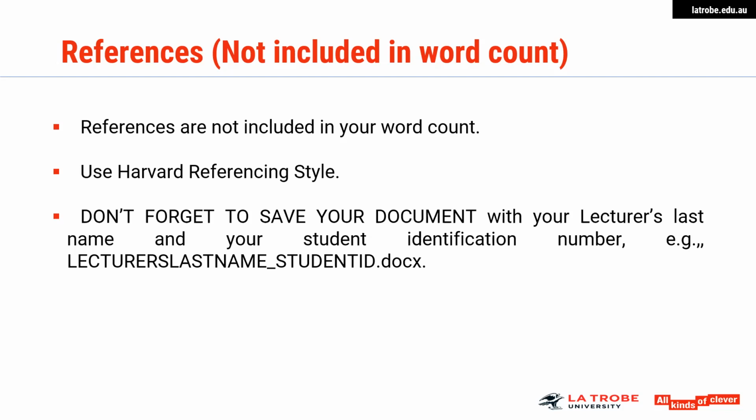The next thing is just to save your document with my last name, which is Koff, that's C-O-F-F, and an underscore, and then your student ID. So save your document like that before it goes into Turnitin.